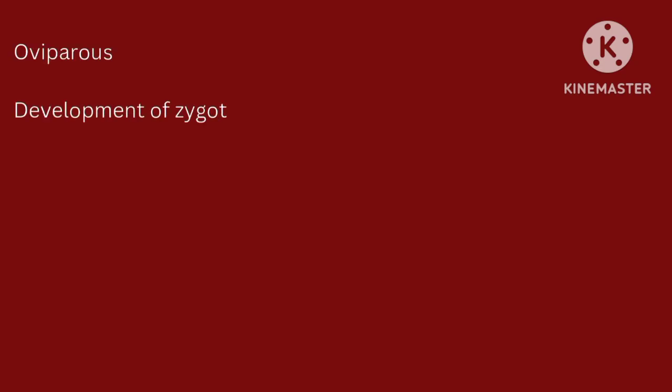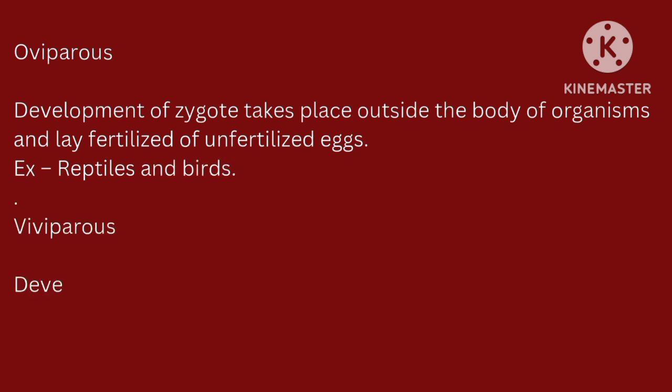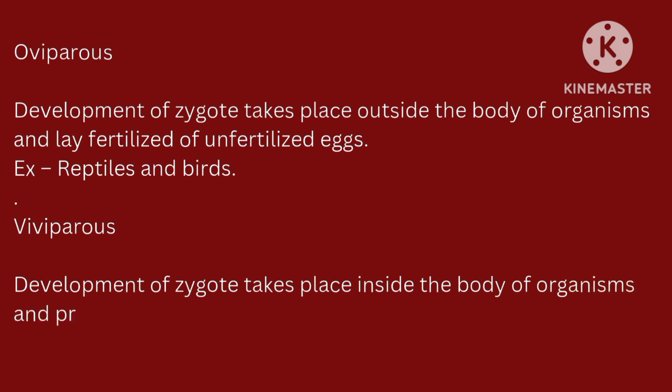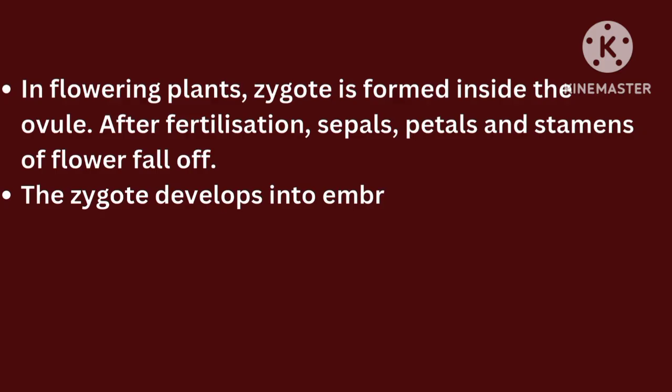Oviparous: development of the zygote takes place outside the body of the organism, which lays fertilized or unfertilized eggs, for example reptiles and birds. Viviparous: development of the zygote takes place inside the body of the organism, which produces young ones, for example human, dog, horse, etc.